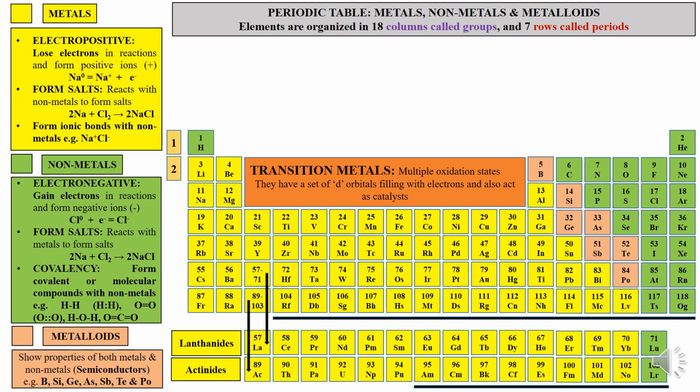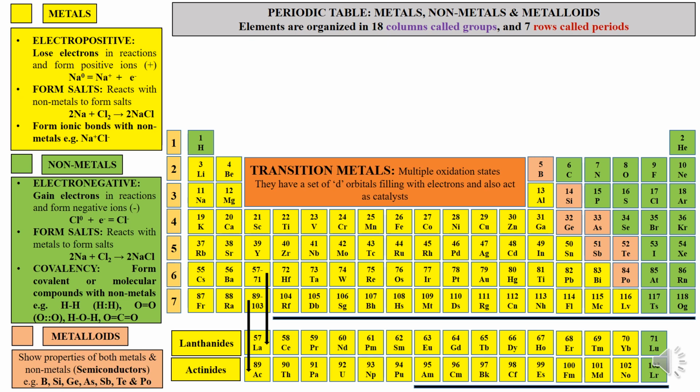Period 2 elements in row 2 have 2 electron shells. Period 3 elements in row 3 have 3 electron shells. Period 4 elements in row 4 have 4 electron shells. Period 5 elements in row 5 have 5 electron shells. Period 6 elements in row 6 have 6 electron shells. Period 7 elements in row 7 have 7 electron shells.